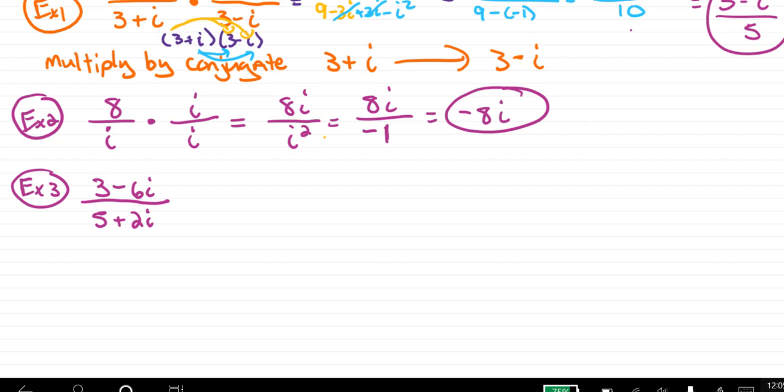So what we're going to do here is we're going to multiply again by the conjugate. The conjugate is, again, we multiply by the conjugate of the denominator, top and bottom.